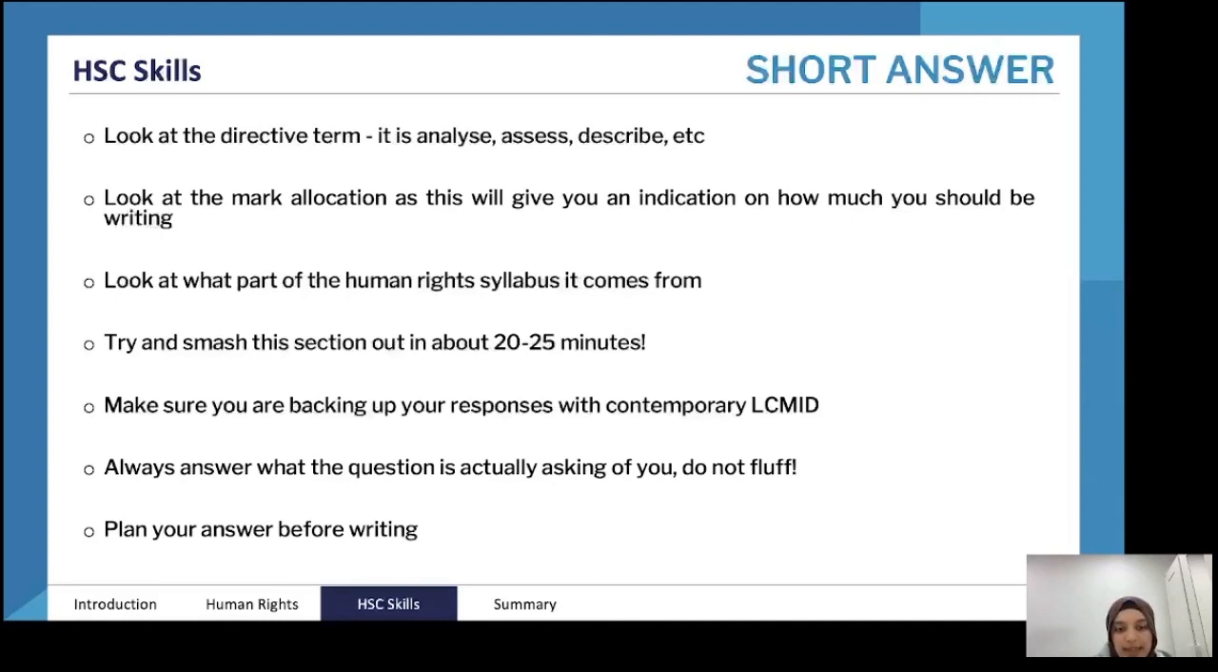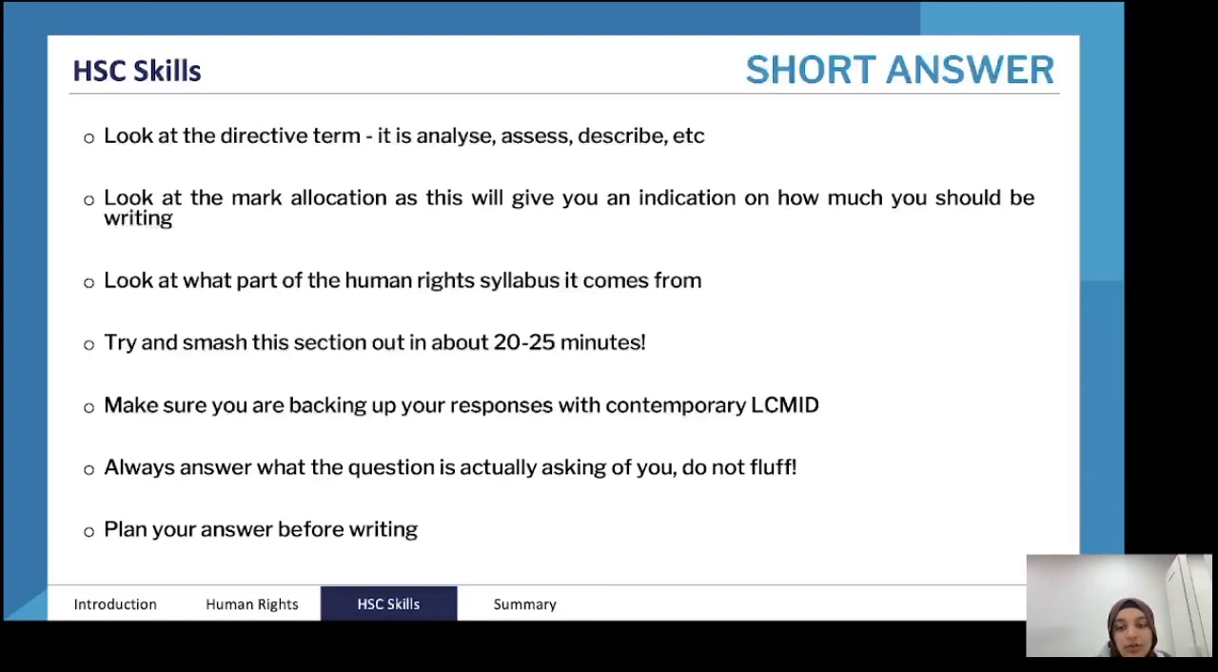Make sure that you are backing up your responses with contemporary legislation, cases, media, international instruments, and documents. Really important, right? It's such an important part of the course to look at the legislation, cases, media, etc. So we have gone through a lot of them today, so you can definitely utilize the ones we've gone through today, as well as the ones that you would have gone through in class or from your textbook or from your notes. So I would highly recommend them.